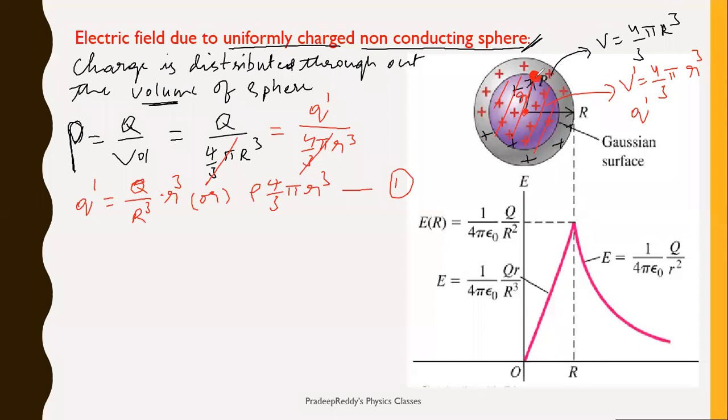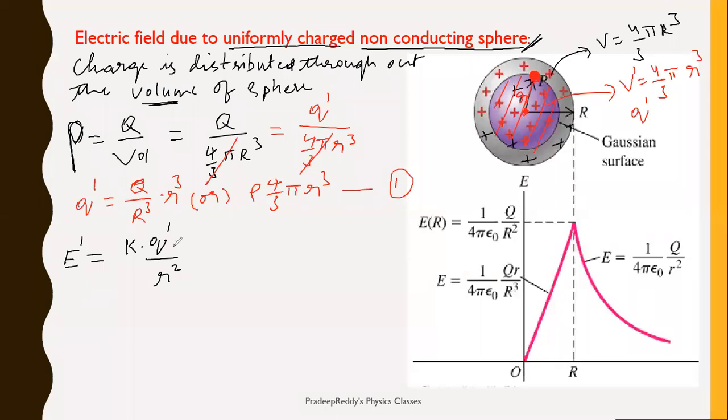So what you will do? Simply, you will take E dash, the field due to this very small element. It is K, which is 1 by 4 pi epsilon naught, into Q dash divided by radius squared. Radius will be r square.